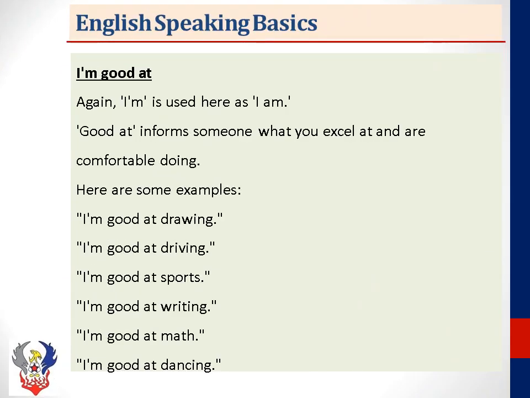I'm good at. Again, I'm is used here as I am. Good at informs someone what you excel at and are comfortable doing. Here are some examples. I'm good at drawing. I'm good at driving. I'm good at sports. I'm good at writing. I'm good at math. I'm good at dancing.